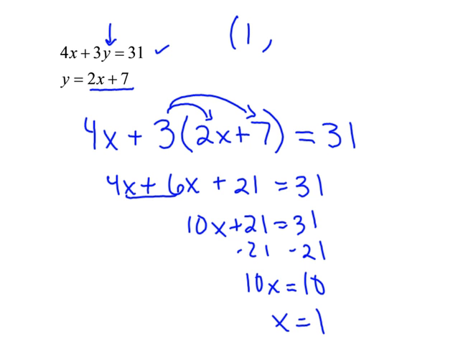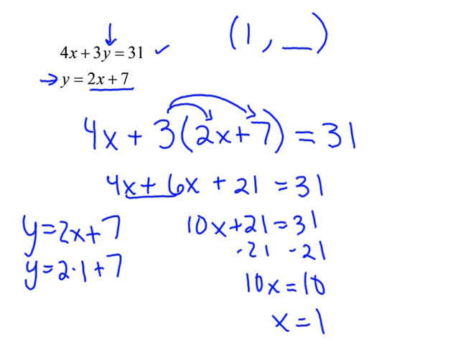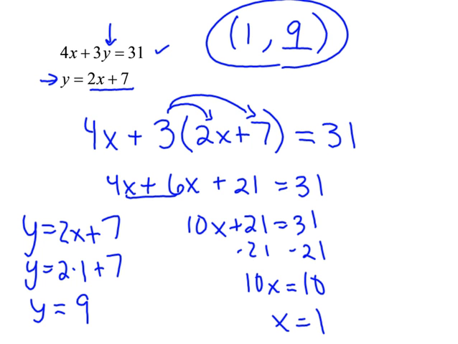So now we know x is 1, and we need to know what y is. Again, we're going to plug it in. It looks like the second equation will be easier this time. y equals 2x plus 7. y equals 2 times 1 plus 7, or y equals 9. So (1, 9) is the ordered pair that works for both of these equations.